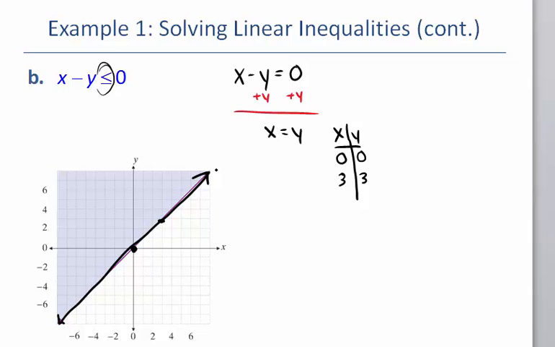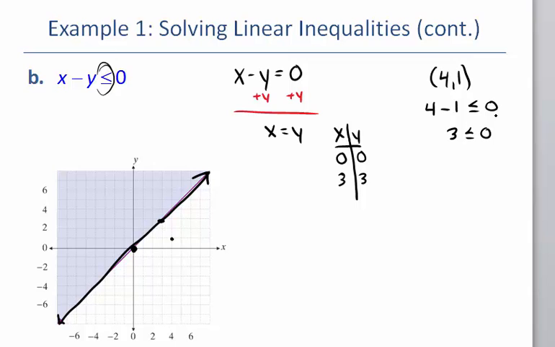Now the next step is to pick a test point. And so you pick any point that you want as long as it's not on the line. So let's pick the point 4, 1. All right, so the point 4, 1 is right here. And so then I'm going to plug that into the original equation. So for the x, I'm going to plug in 4, and for the y, I'm going to plug in 1, and make it less than or equal to 0. So 4 minus 1 is 3, less than or equal to 0.